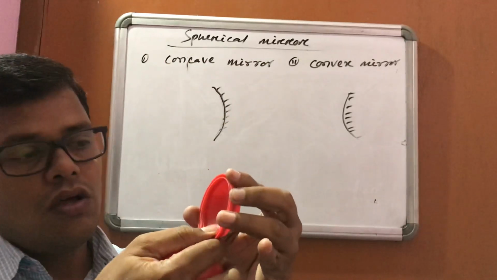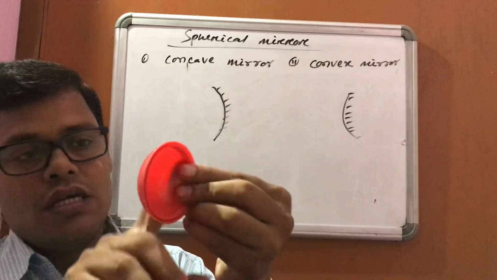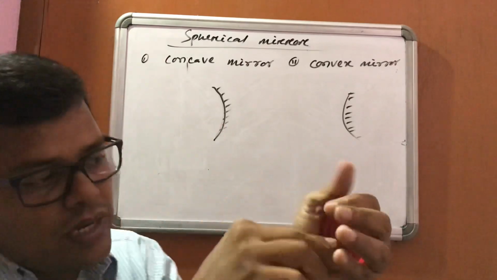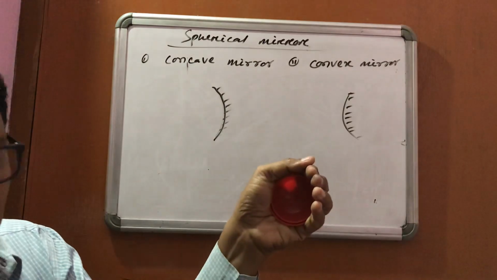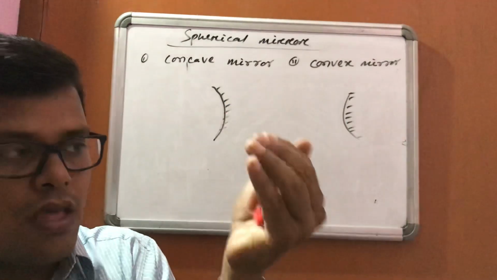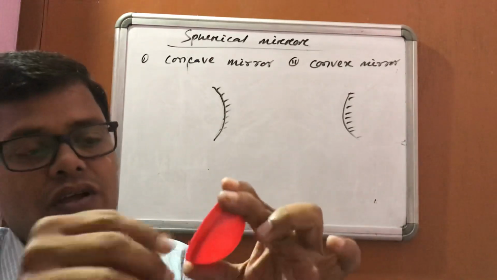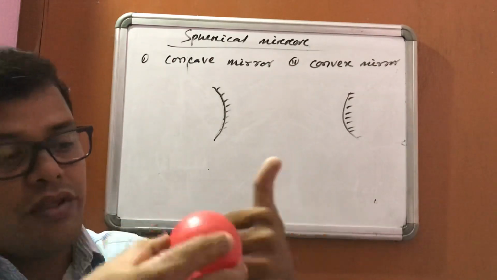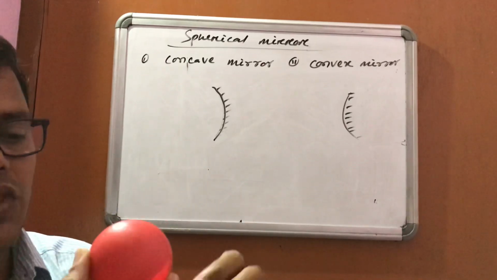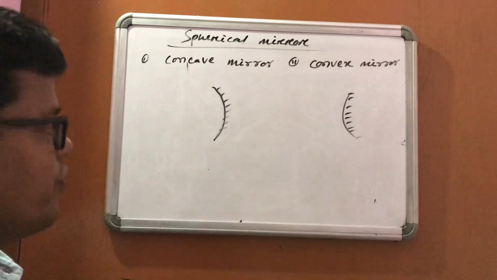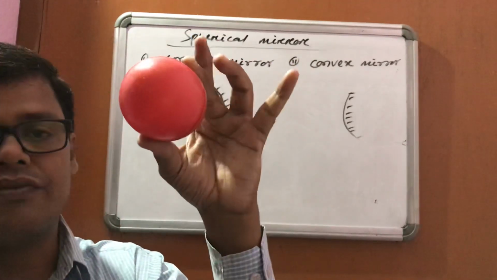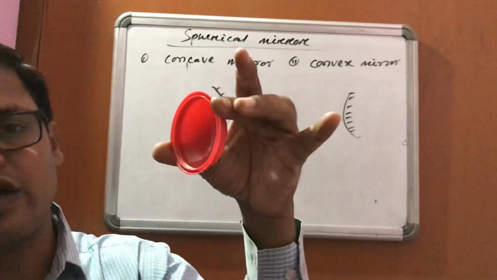Now, if I silver this surface, this type of mirror is formed, and it will be a concave mirror. But if this side is silvered, this type of mirror is formed. What is this? This is a convex mirror. That means concave and convex mirrors are parts of a sphere from which they are taken.